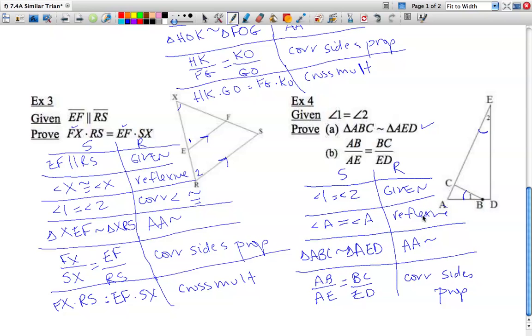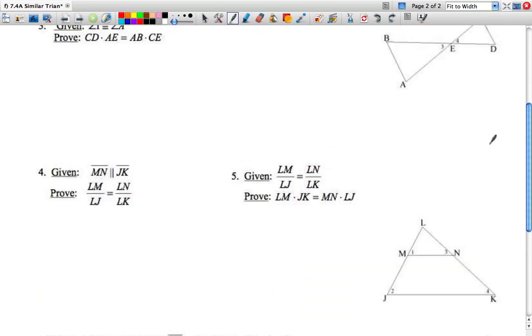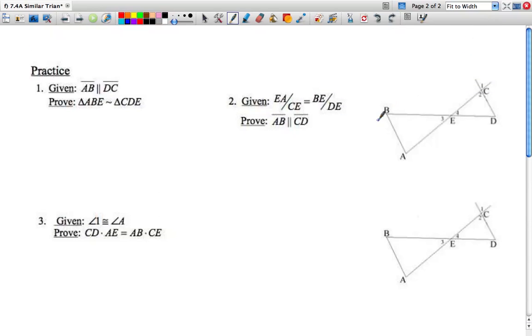So the next page has 6 proofs. Take your time, mark them up. We will go over these in class tomorrow.